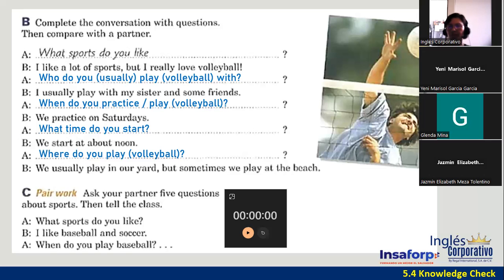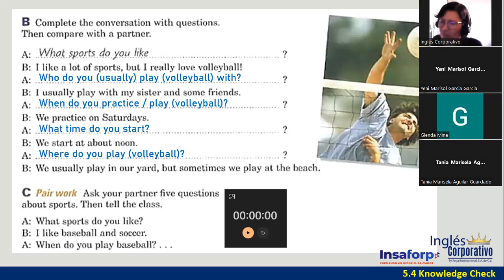What sport do you like? I like a lot of sports, but I really love volleyball. Who do you usually play volleyball with? I usually play with my sister and some friends. When do you practice volleyball? We practice on Saturdays. What time do you start? We start at about noon. Where do you play volleyball? We usually play in our yard, but sometimes we play at the beach. Very good. Good job, okay?